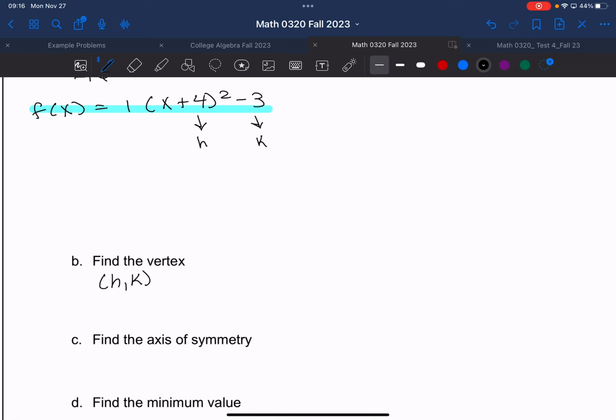But what do we know about h? H always has to have the opposite, what? Opposite sign. So in this case, our point is going to be what? -4, comma, because that's our h value, -3. That is our vertex. So whatever that k value is, that just comes down. The h value is the only one that changes the sign. So notice in our problem it was a +4, but for our vertex we write a -4.